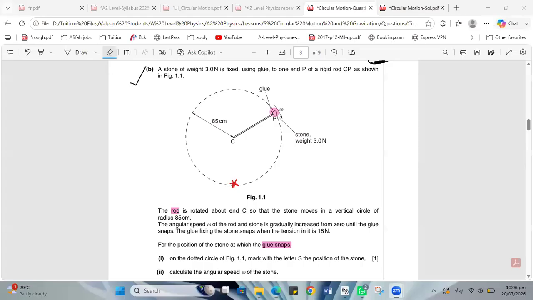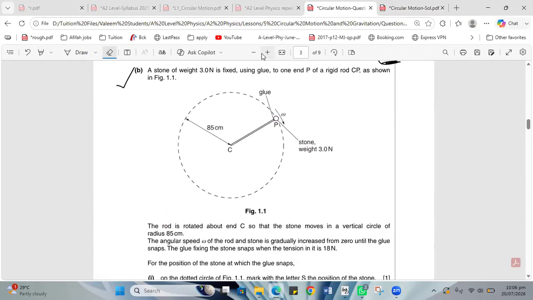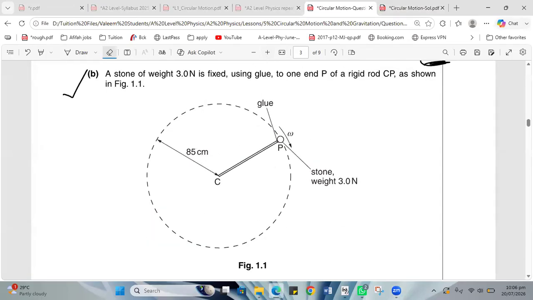Well, the glue should snap at the lowest part. That is the correct answer. But what is the exact reasoning behind it? There is a very in-depth mathematical reason behind it. Let me explain that reason to you. Once that reason is clear, your concepts for circular motion will get further more strong and clear.